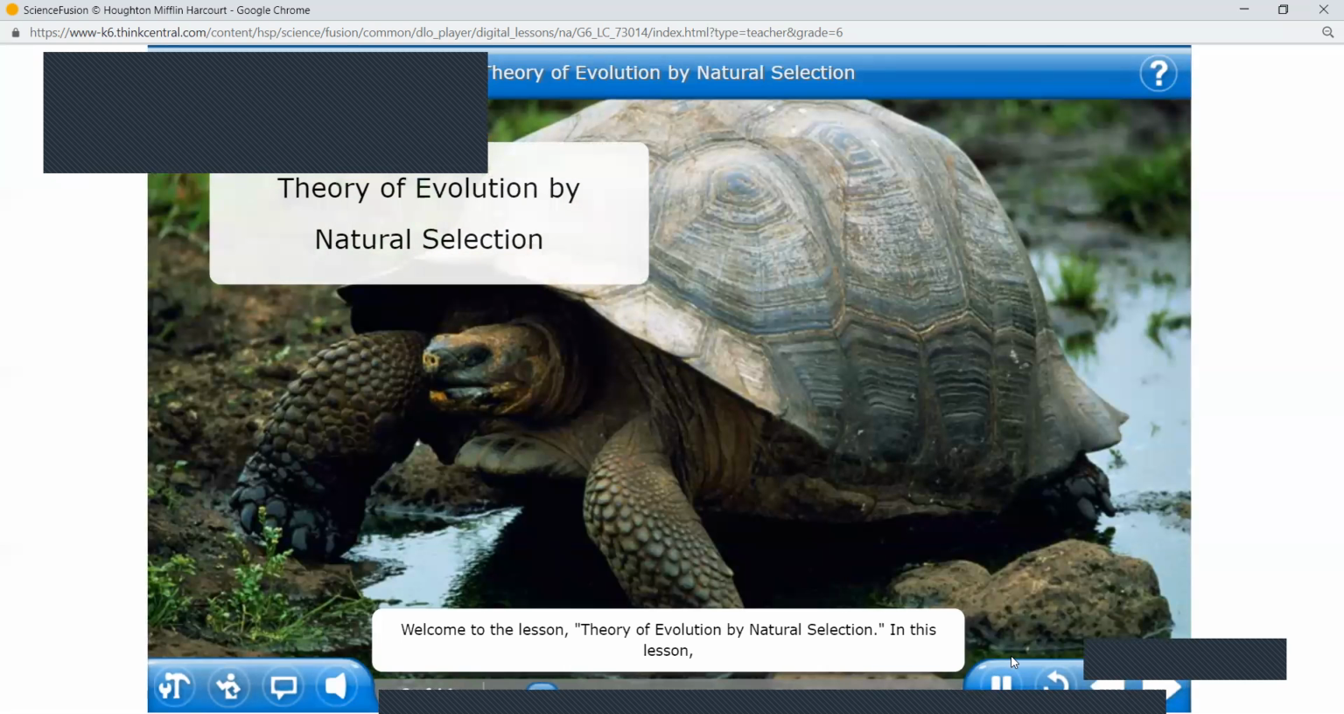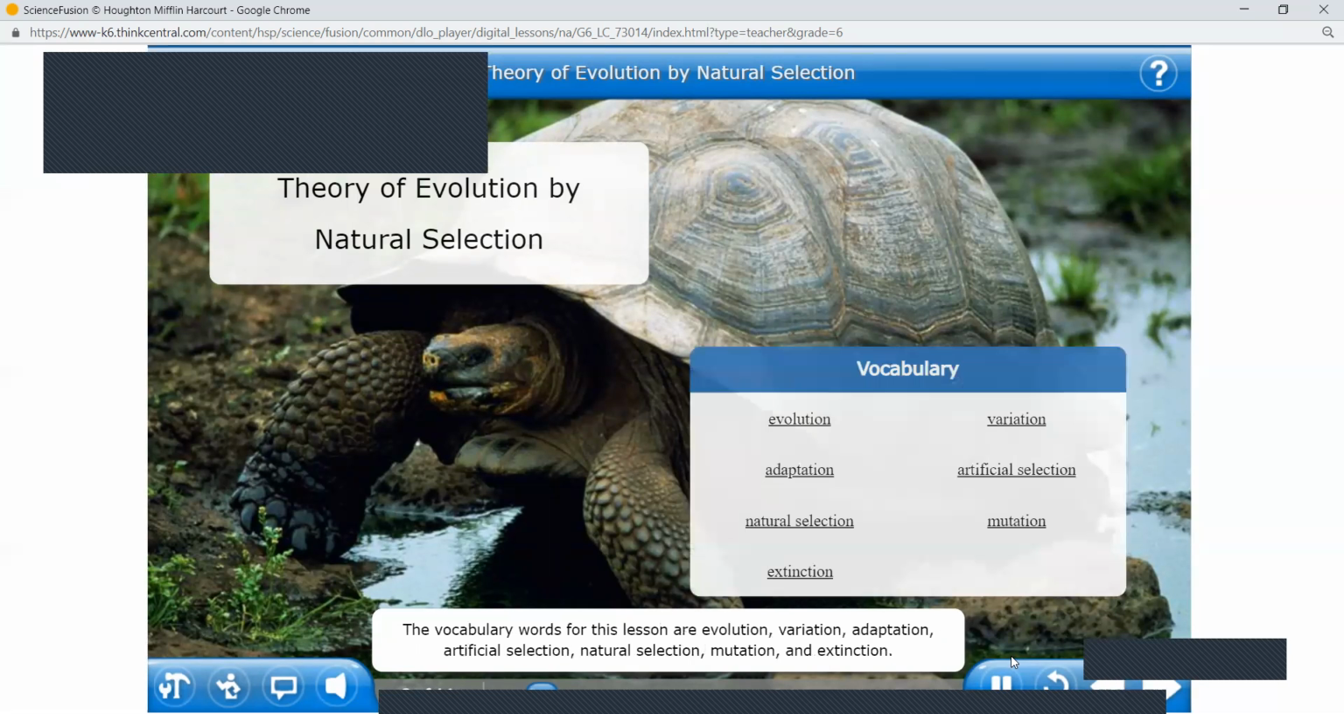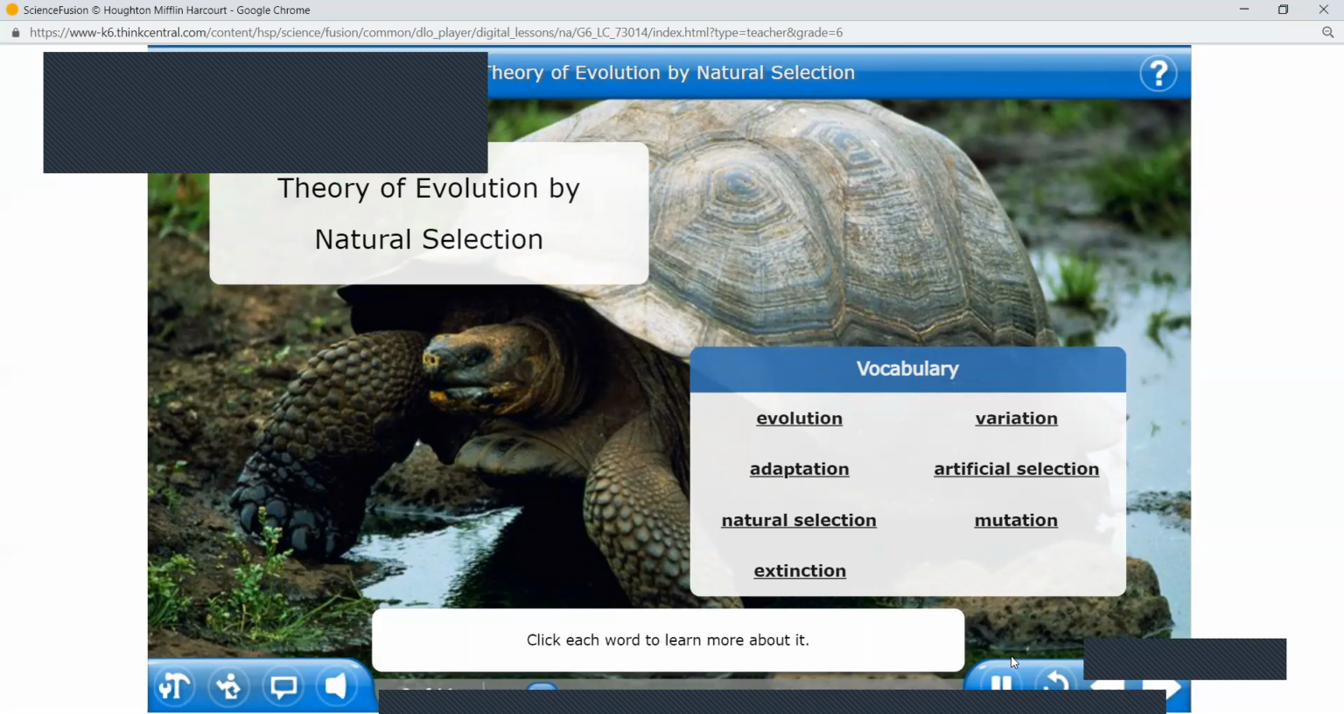Welcome to the lesson, Theory of Evolution by Natural Selection. In this lesson, you'll learn how Charles Darwin used his observations and the scientific ideas of his time to develop the theory of evolution by natural selection. The vocabulary words for this lesson are evolution, variation, adaptation, artificial selection, natural selection, mutation, and extinction. Click each word to learn more about it.